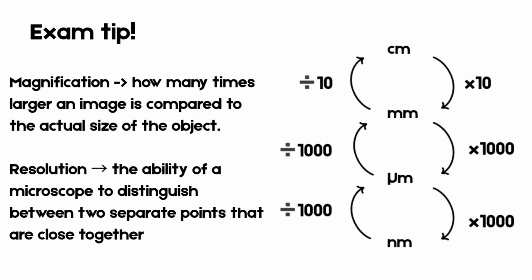Exam tip: always check your units. Converting between units is very common in exam questions, so it's vital you learn these. It's an easy mark students lose. As well as this, make sure you are aware of the difference between magnification and resolution, where magnification is how many times larger an image is, whereas resolution is the ability to distinguish between two separate points.